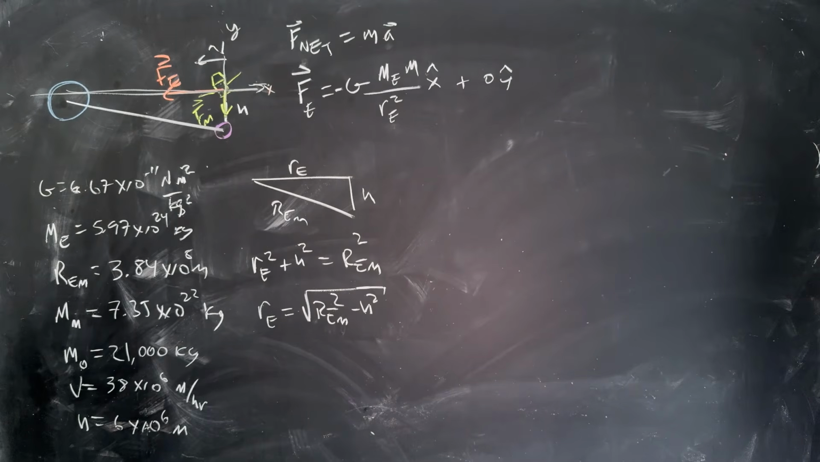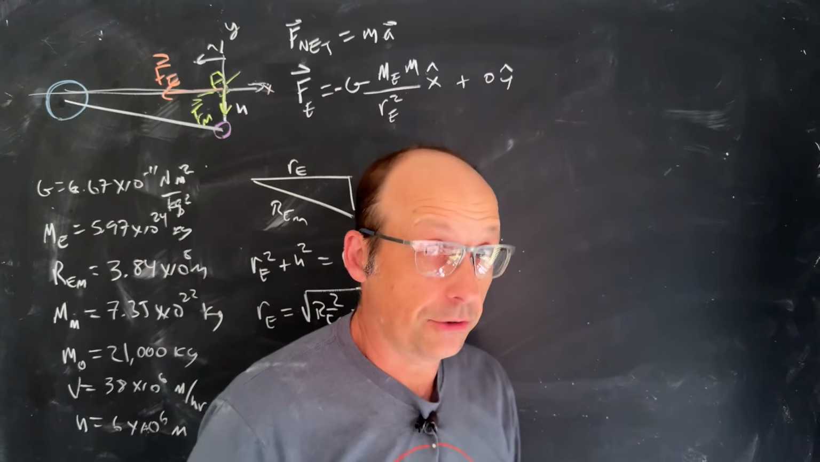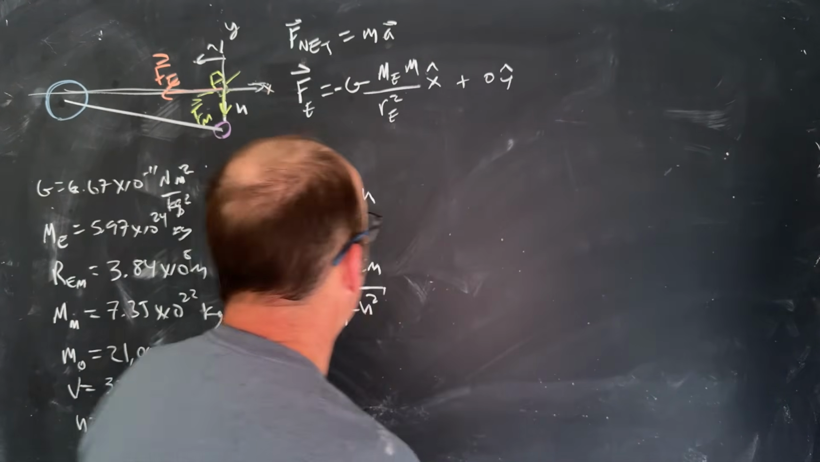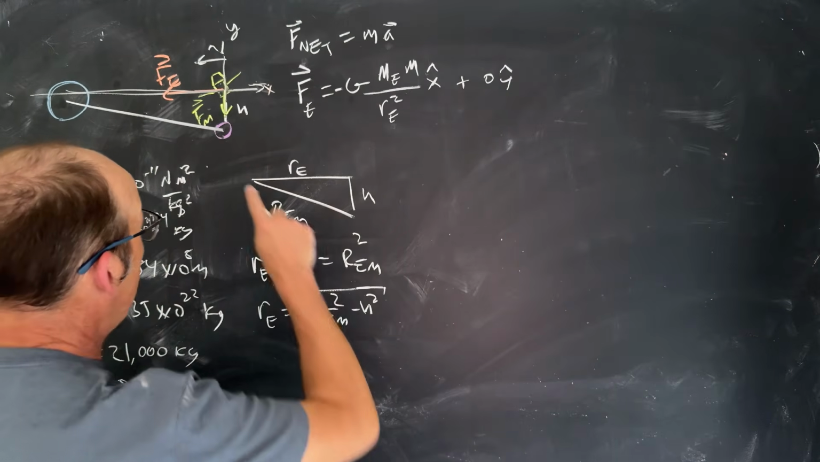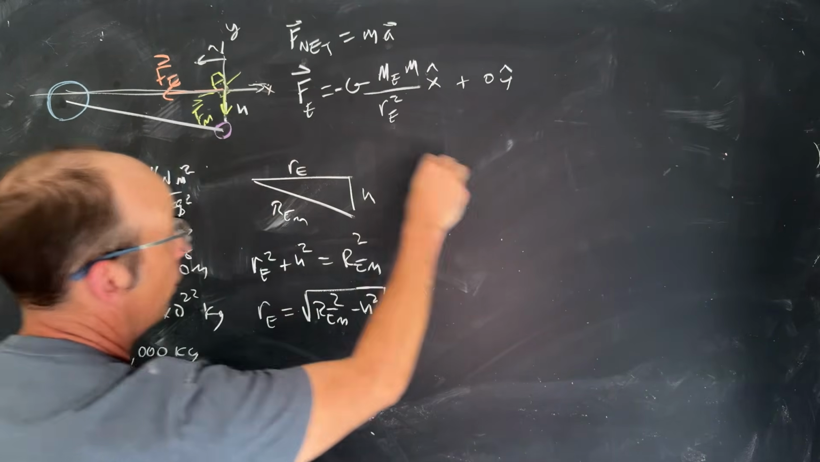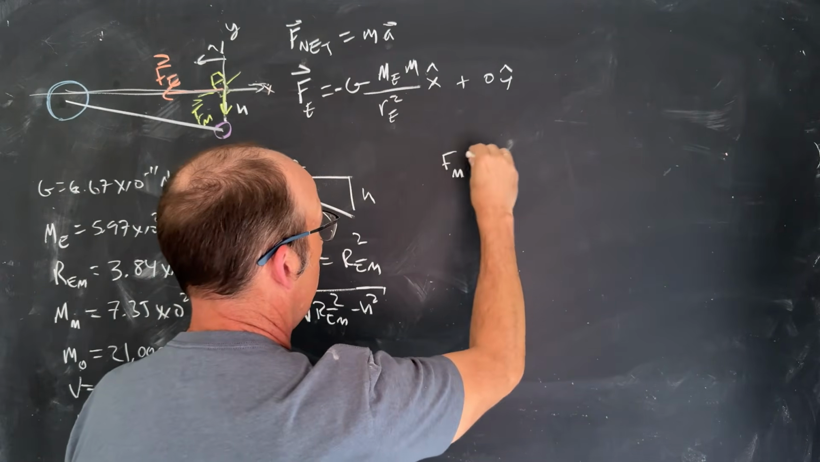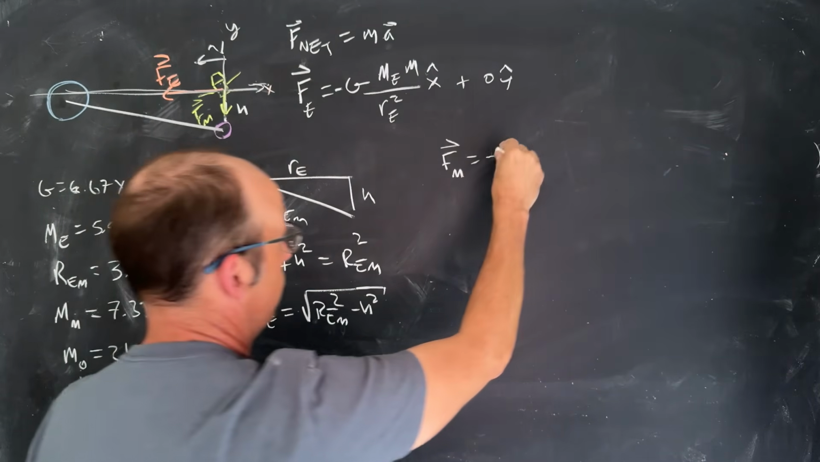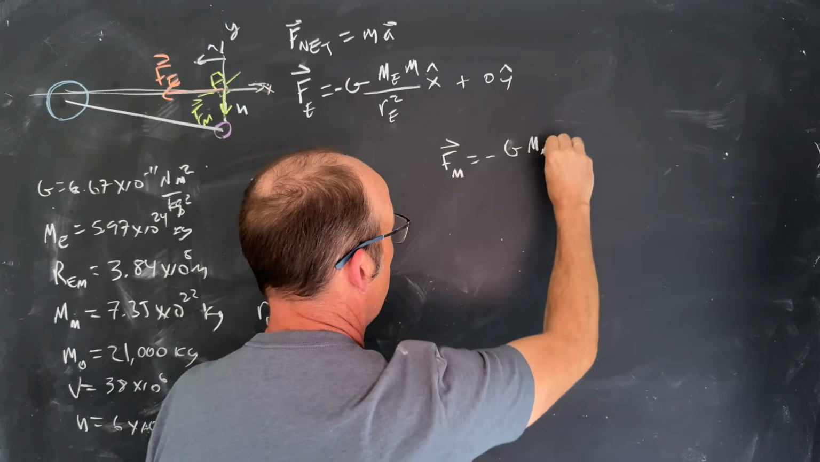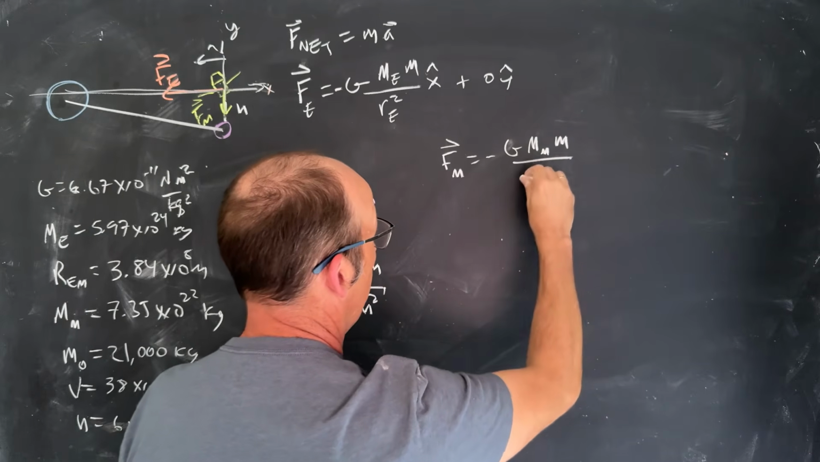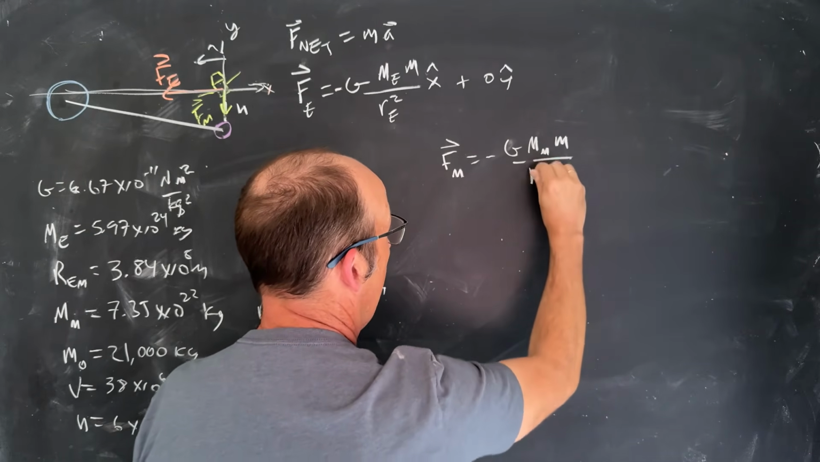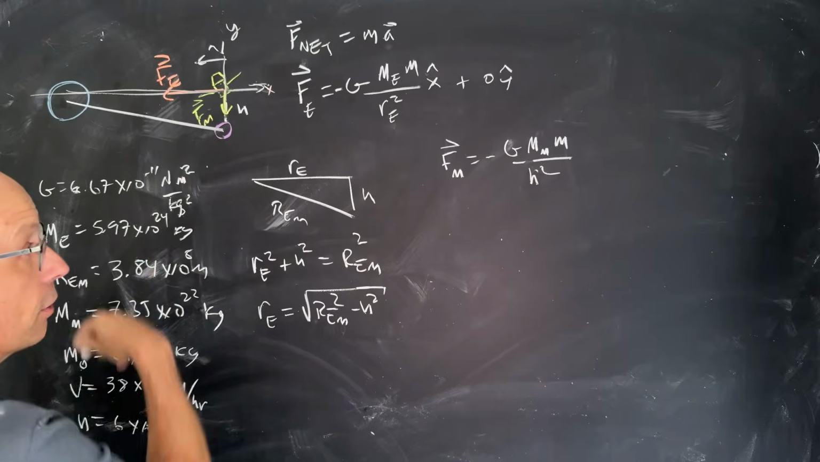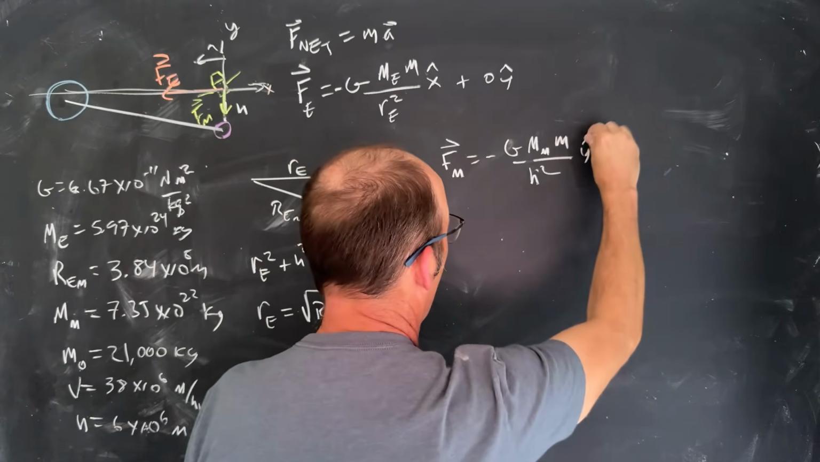I'm not going to put my numbers in because there's a lot of numbers, and we'll use Python to do that. Okay, now I need to do the same thing for the moon force. So Fm is going to be equal to, let's just go ahead and write that as a vector. It's in the negative y direction. G, mass of the moon, mass of the spacecraft, divided by, this is just going to be h squared. So I know that distance already is h squared, and that's going to be y hat.